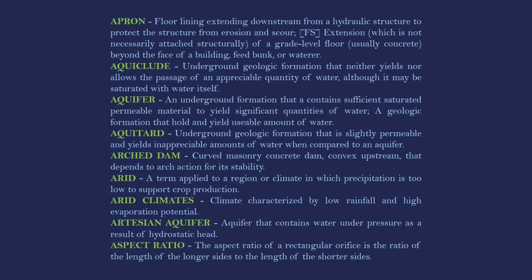Arid: a term applied to a region or climate in which precipitation is too low to support crop production. Arid climates: climate characterized by low rainfall and high evaporation potential. Artesian aquifer: aquifer that contains water under pressure as a result of hydrostatic head.